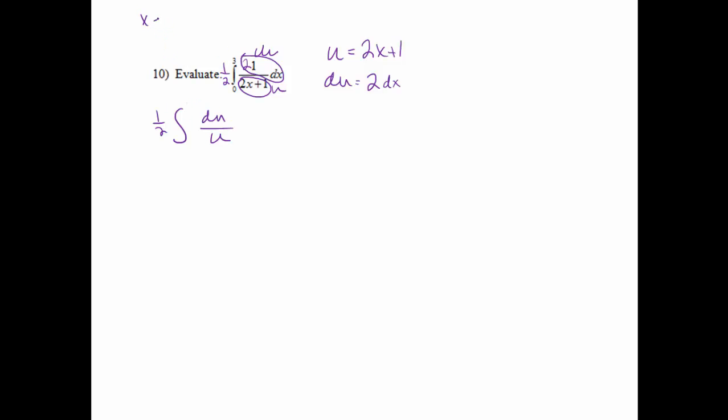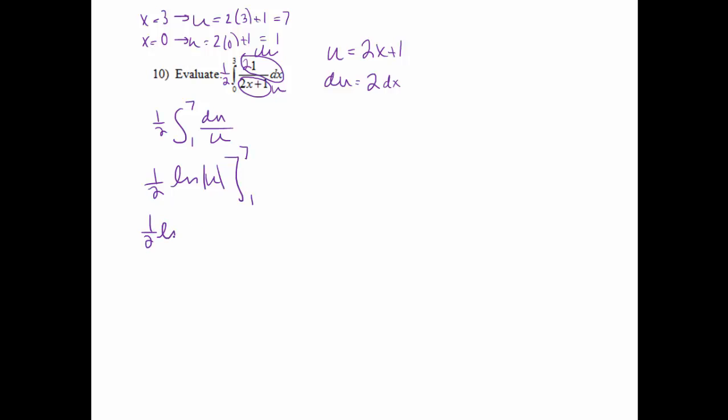So when x equals 3, u will equal 2 times 3 plus 1, which will be 7. And when x equals 0, u will equal 2 times 0 plus 1, which will be 1. So this is going to go from 1 to 7. So then when I go ahead and evaluate my integral, the integral of 1/2 is just another 1/2. The integral of du over u is ln of the absolute value of u. And now from here, I don't need to replace.